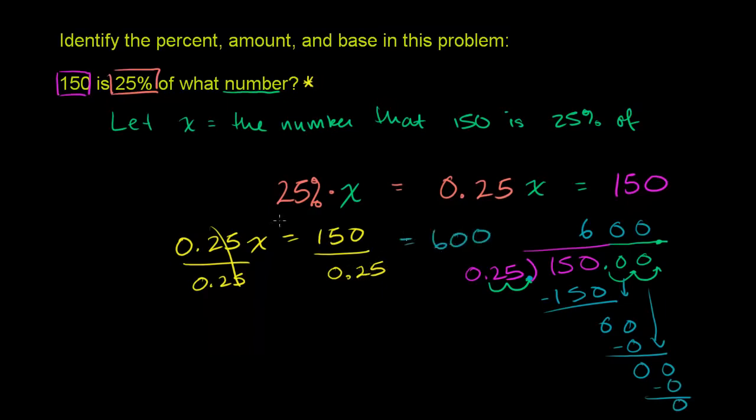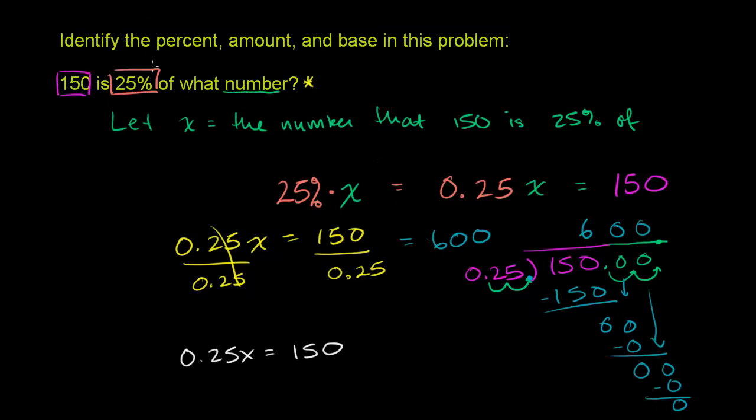And you might have been able to do that in your head, because when we were at this point in our equation, 0.25x is equal to 150, you could have just multiplied both sides of this equation times 4. 4 times 0.25 is the same thing as 4 times 1/4, which is a whole. And 4 times 150 is 600. So you would have gotten it either way. And this makes total sense. Because if 150 is 25% of some number, that means 150 should be 1/4 of that number. It should be a lot smaller than that number, and it is. 150 is 1/4 of 600.